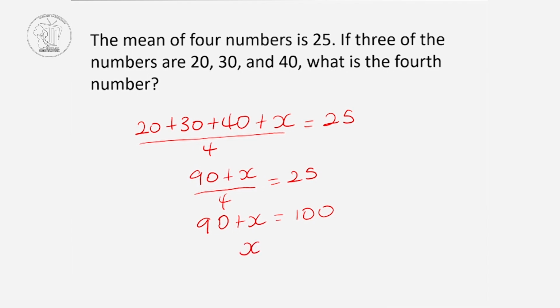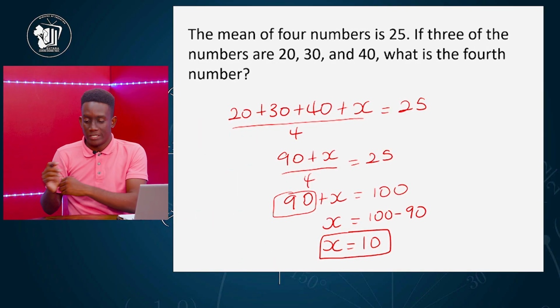And x will have a value of this 90 here. And when we take it off, it will subtract. So 100 subtract 90. Therefore, x will be equal to 10. So x is equal to 10. So the 4th number is 10.